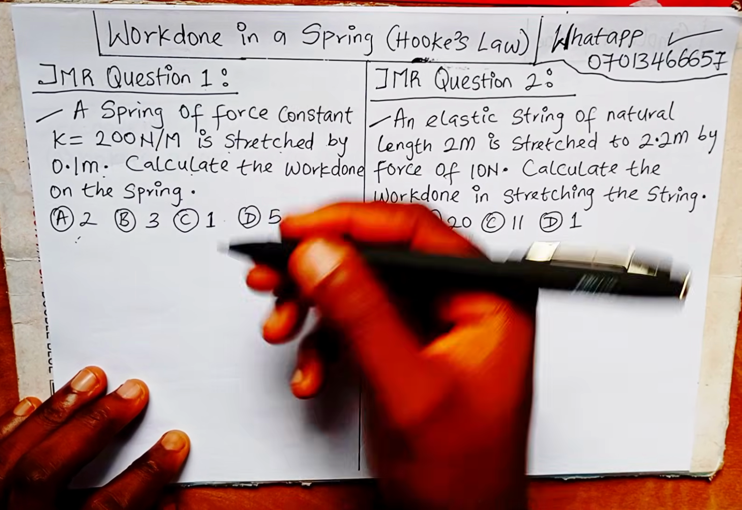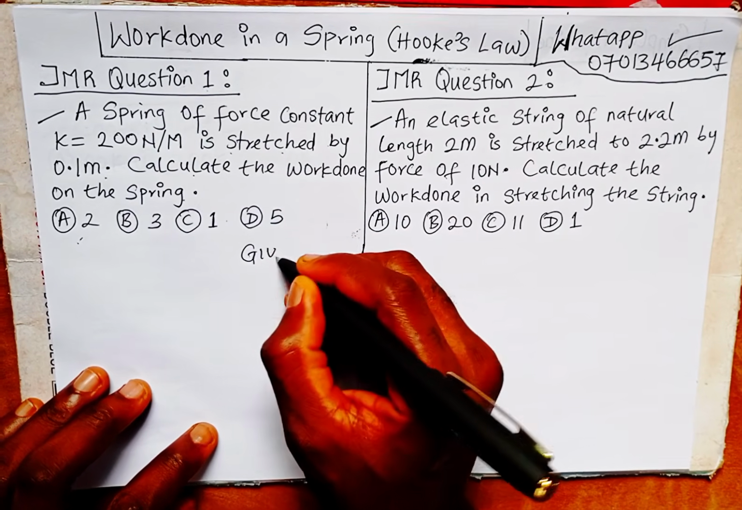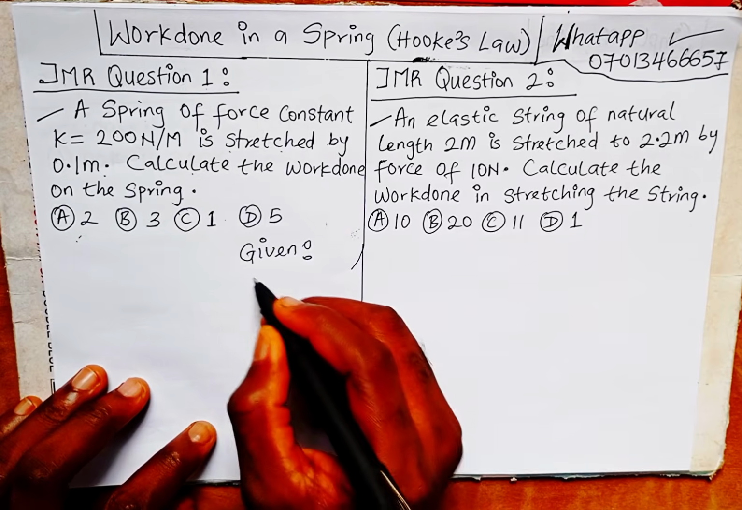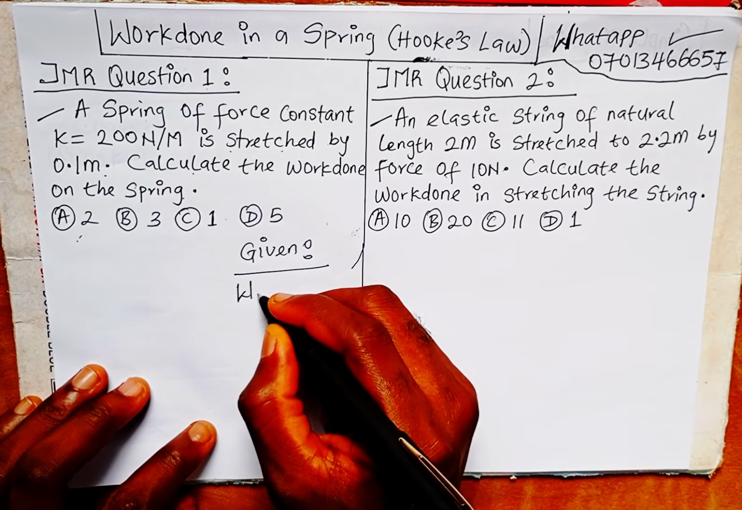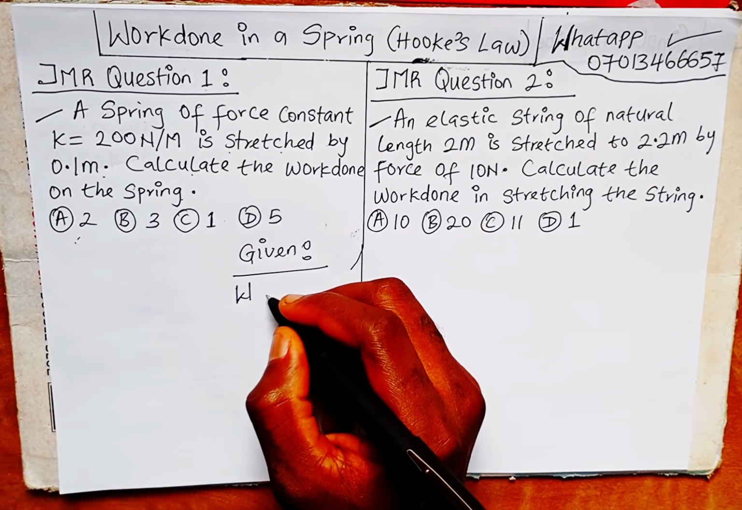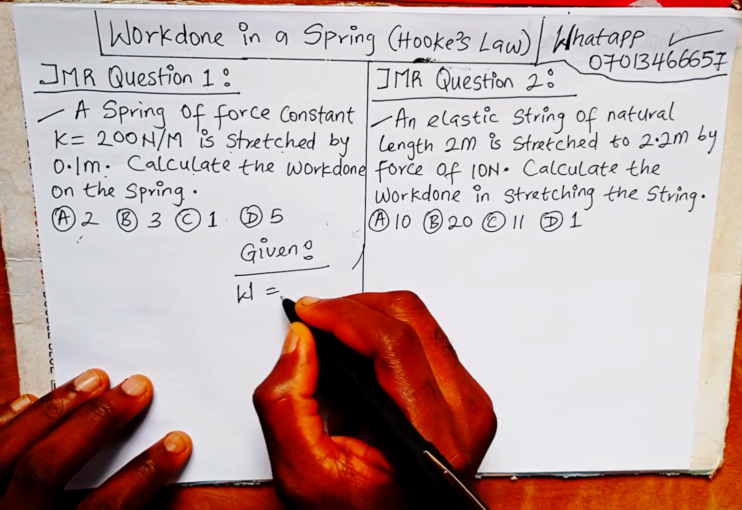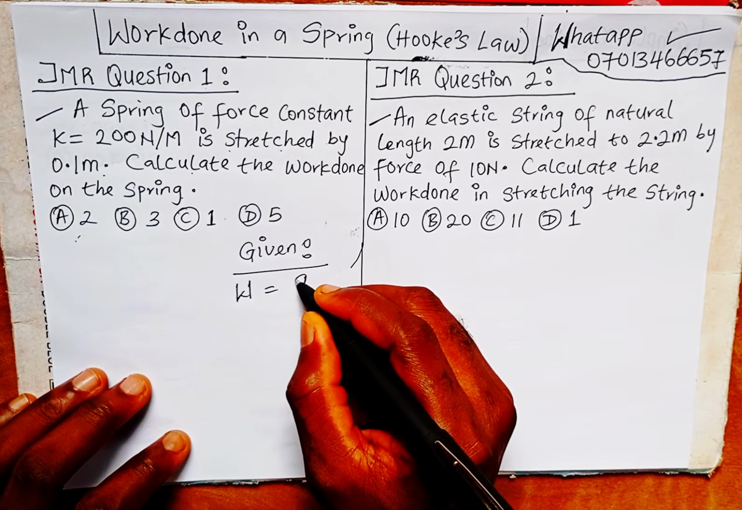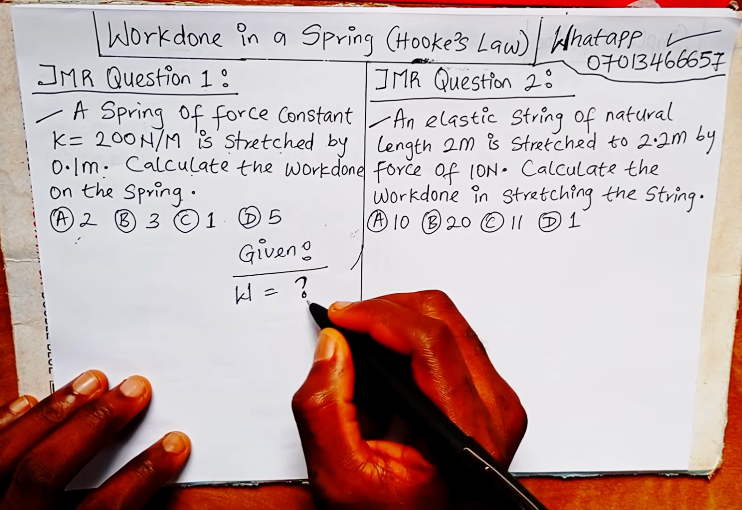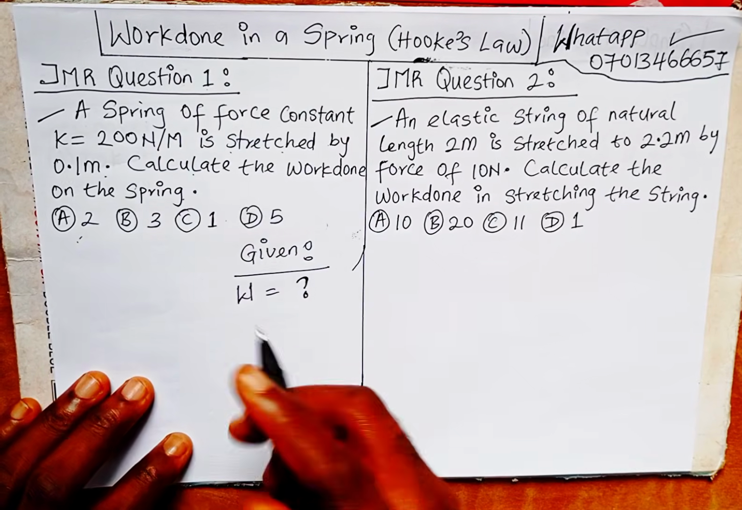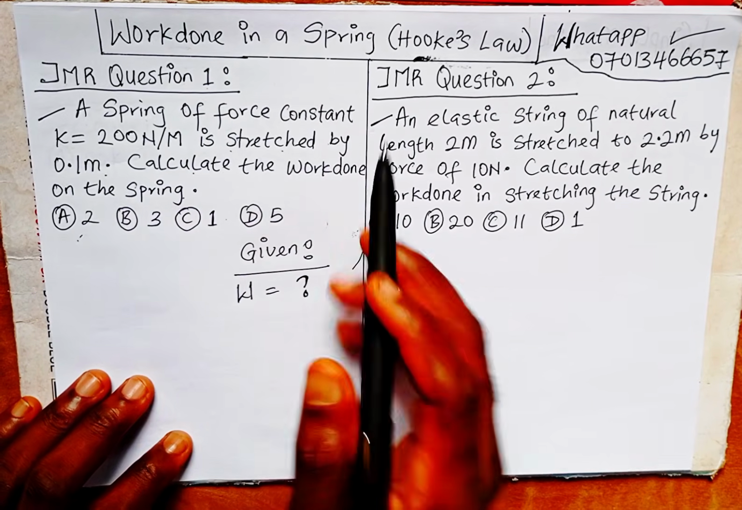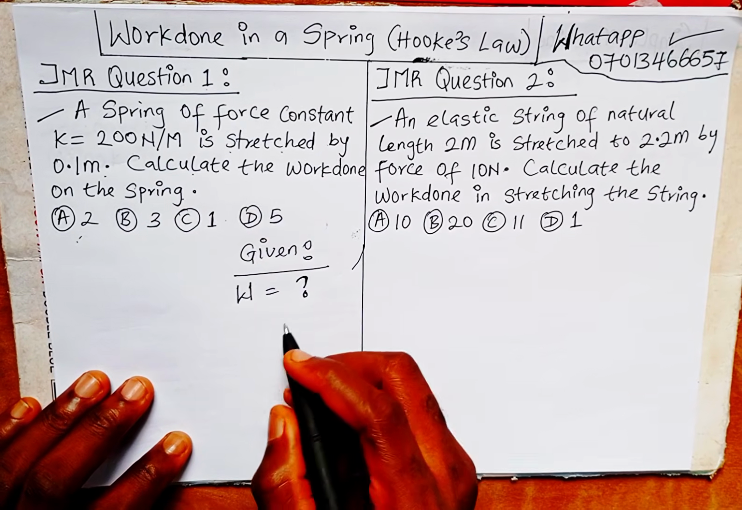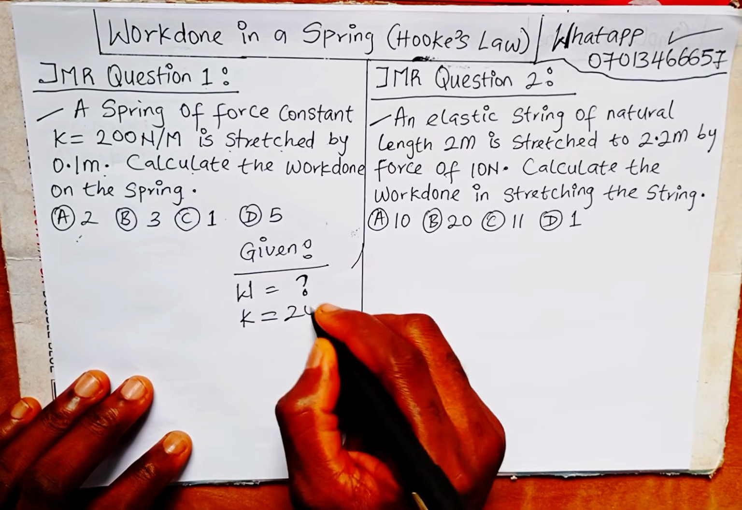First of all, maybe write out what they give us. Let's put down what they said we should find. They said we should find work done. So we write work done is equal to question mark. This is what we are looking for. What else were we given? We were given the force constant, K is equal to 200 Newton per meter.